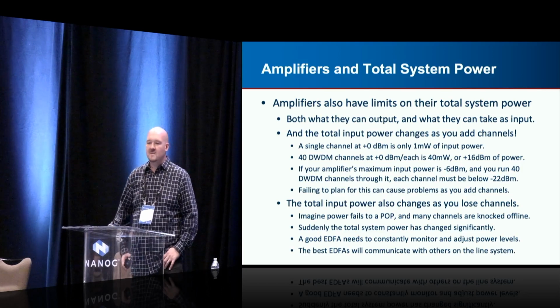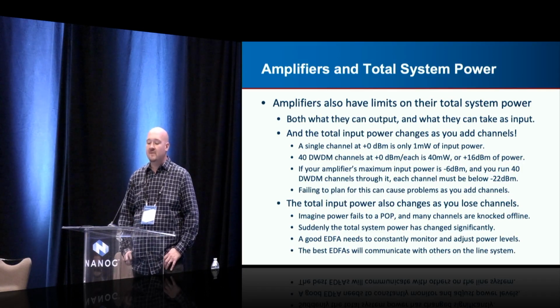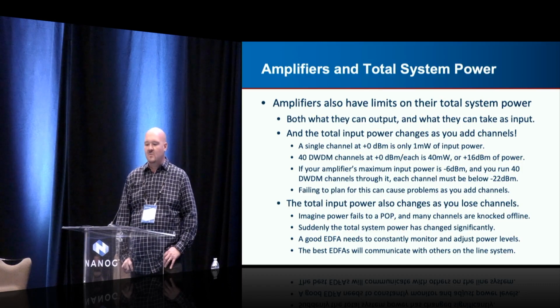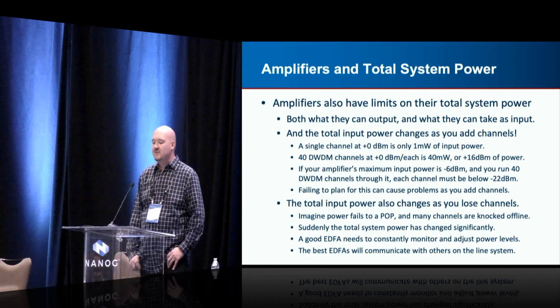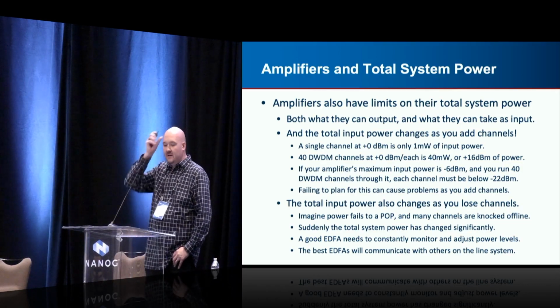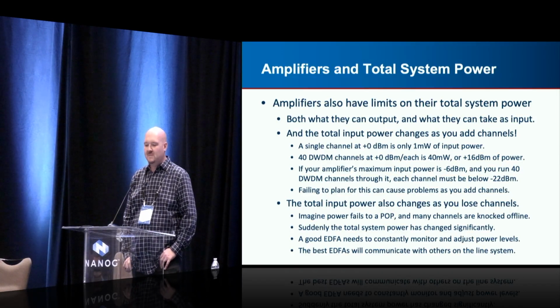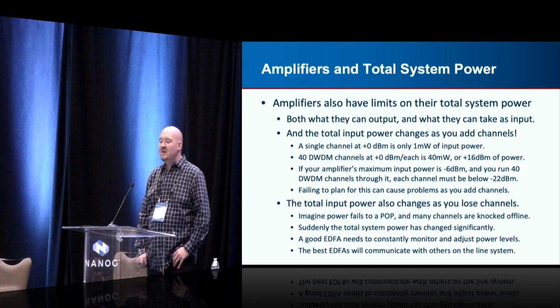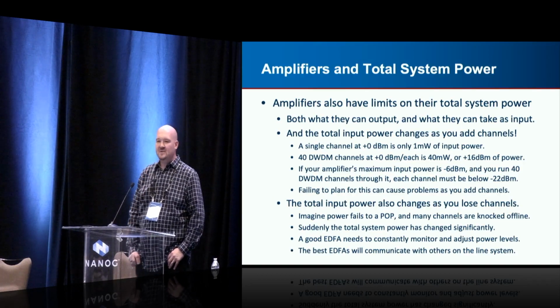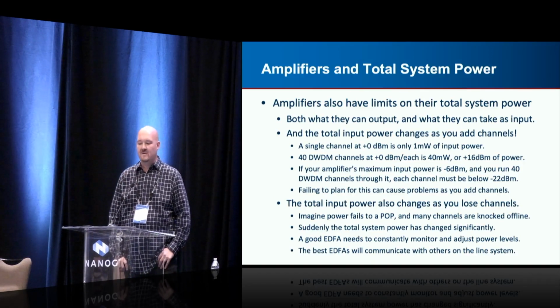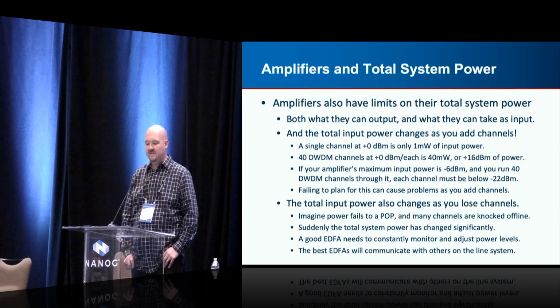Amplifiers are also limited in their total system power. So you have a limit in what you can put in and what you can take out. Here's an easy way to think about this. Imagine a single channel is 0 dBm, so it's 1 milliwatt of input power. If you have 40 of those channels, it's actually 40 milliwatts of input power, or 16 dBm of input power.